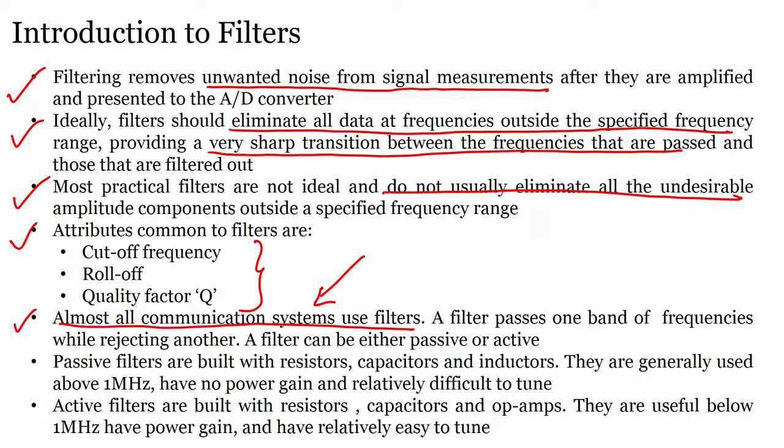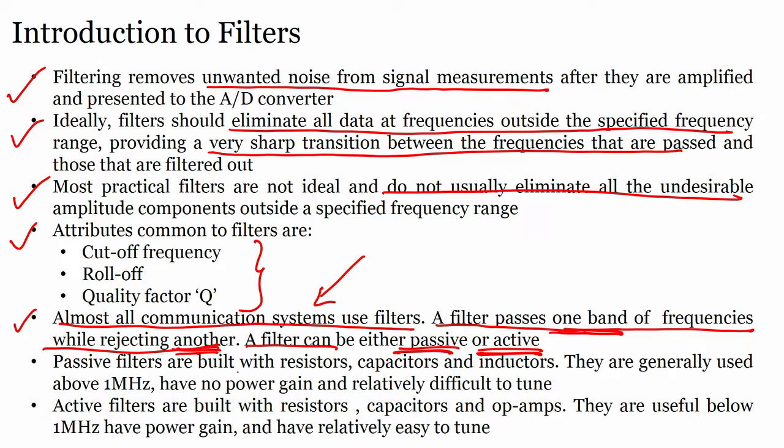So, a filter passes one band of frequencies while rejecting another. A filter can be passive or it can be active. This I have already discussed, right. There are active filters, there are passive filters. So, a filter passes one band of frequencies, alright, while rejecting another, and a filter can be passive or it can be active.